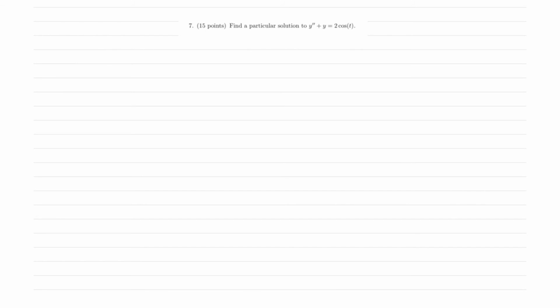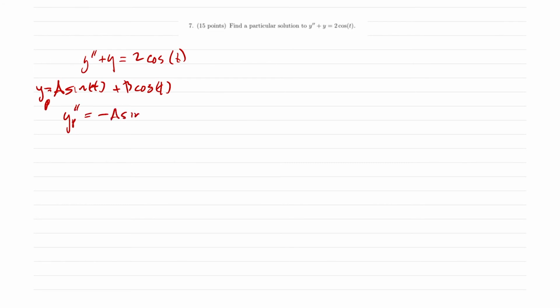Find a particular solution to this one. So this is going to be a method of undetermined coefficients. So we get y double prime plus y is equal to 2 cosine of t. Generally speaking, you'd say, okay, method of undetermined coefficients tells me that maybe I should choose y sub p equal to a sine of t plus b cosine of t. Then you'd take the two derivatives, so y sub p double prime is actually going to be equal to minus a sine of t minus b cosine of t. You can work that out if you like. But we don't need y prime, so I don't need to bother with that.